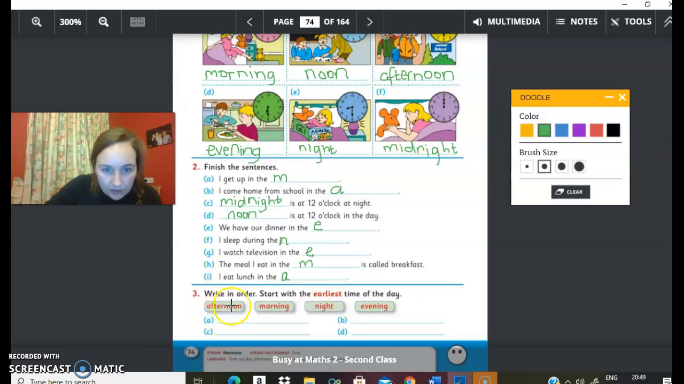Okay. So then we have to write the words in order, starting with the earliest time of the day. So the first part of the day is the morning. We'll put M for morning. That's for A. And then B is the next earliest. That would be the afternoon. So we'd have done school and we're heading home. And then the next would be evening when we're having our dinner and homework and television and all those things. And then the last part of the day is the night, when we're off to bed.